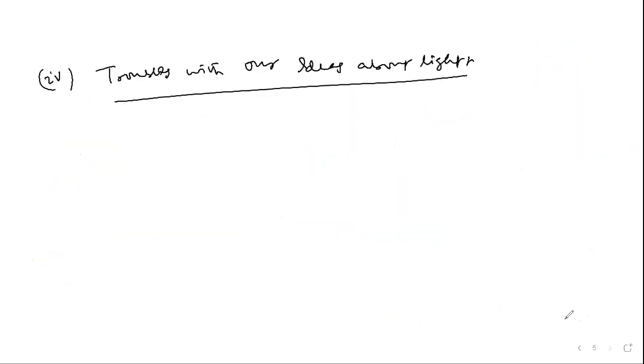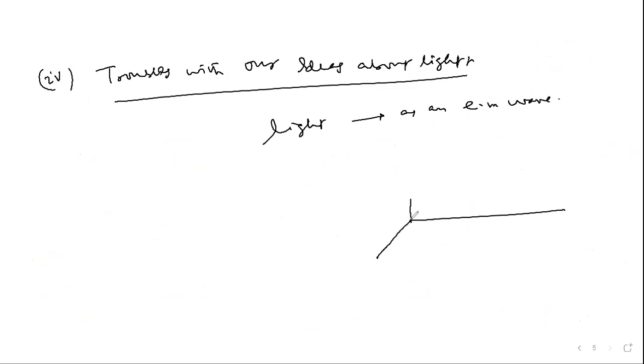You know Maxwell's theory of electromagnetism? This theory was the greatest triumph of 19th century physics. And one of the deductions of this theory was that light could be described as an electromagnetic wave, EM wave. And you know, an EM wave, what is the situation?